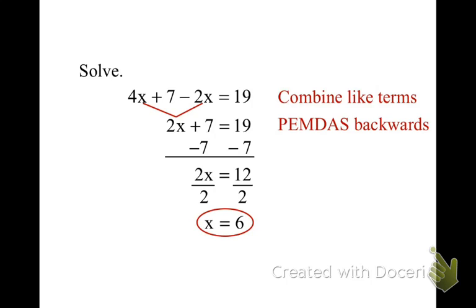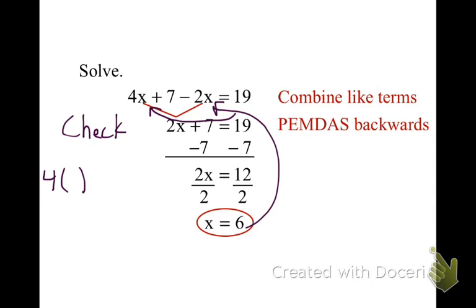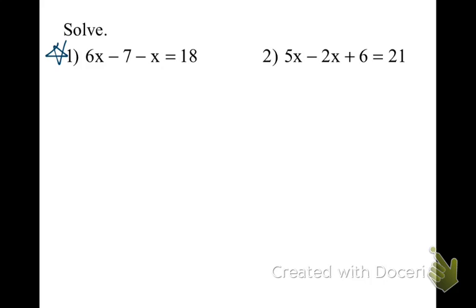Now remember, you can always check your answer. Now, how do you check? We're going to take this value and plug it back into wherever we see x. So the original equation was 4 times x plus 7 minus 2 times x is equal to 19. So all I'm going to do is plug in 6 wherever there's an x, and then I'm going to simplify and solve to see, will it equal 19? If it does, this is my correct answer. So go write down example number 1.